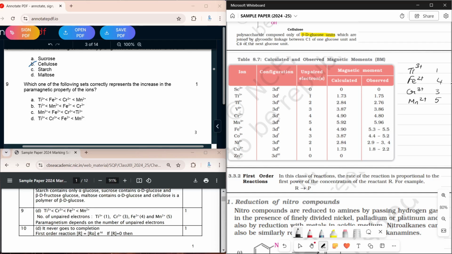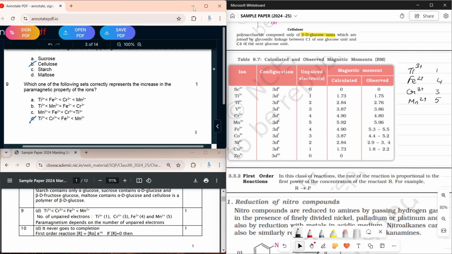The number of unpaired electrons is what determines the paramagnetic property, right? So the paramagnetism depends on the number of unpaired electrons. So Ti3 plus has the lowest. Out of all of these options, A, B, and D have the Ti3 plus as the lowest. Then you have Cr3 plus, which is option number D, and then you have Fe and then Mn. So more is the number of unpaired electrons, more is the paramagnetic property going to be. Based on that, we just answer this question.